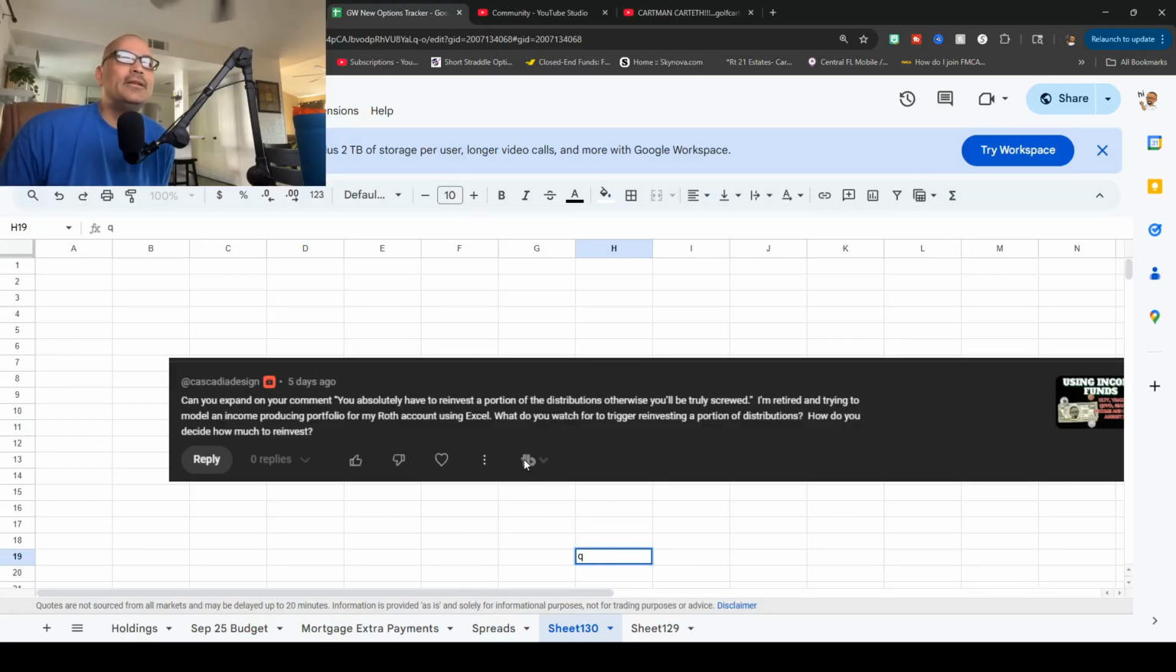It's coming from a comment, probably the most common comment of all on these high yield income funds. I had made a comment to a longtime viewer, saying you absolutely have to reinvest a portion of the distributions, otherwise you'll be truly screwed. The man is retired and trying to model an income producing portfolio for his Roth account using Excel. What do you watch to trigger reinvesting a portion of distributions? How do you decide how much to reinvest? Transparently, I don't know. But let's look and see what this gentleman is talking about.